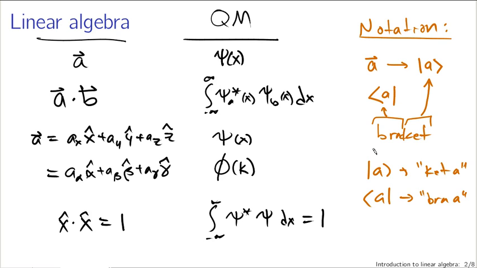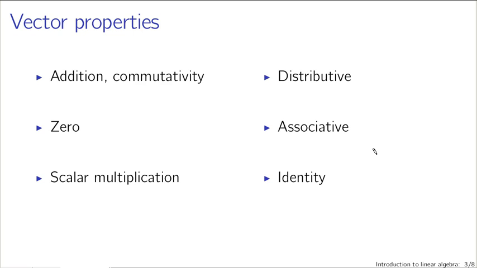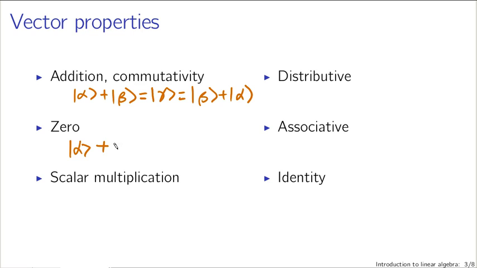Just to very briefly review some of the basic properties of vectors, we have vector addition. We can say vector alpha plus vector beta is equal to some vector gamma, which of course is also equal to the vector beta plus the vector alpha. Addition is commutative, and addition of two vectors gives you another vector. We of course have a zero vector. If we take some vector alpha and we add the zero vector to it, we just get alpha back.